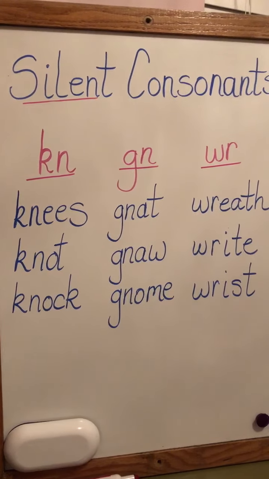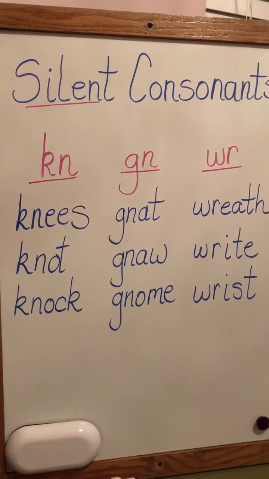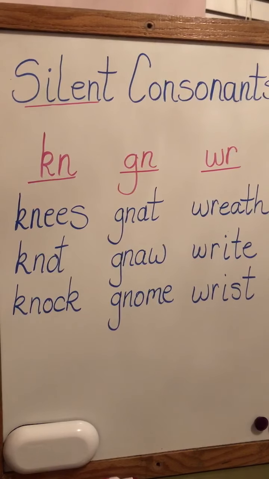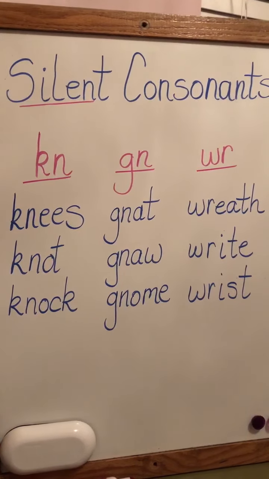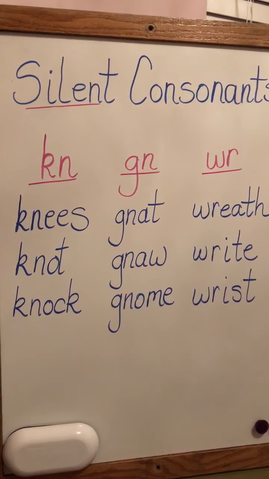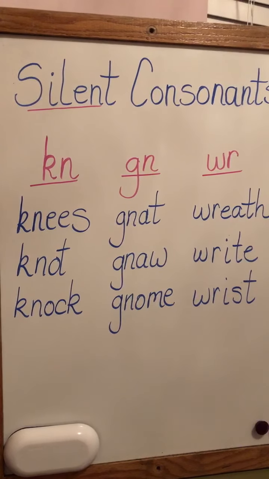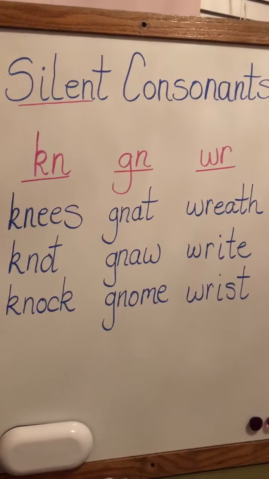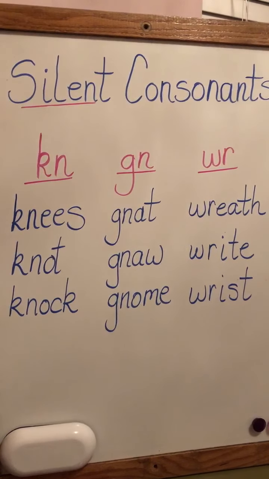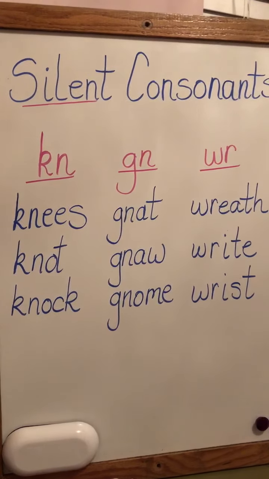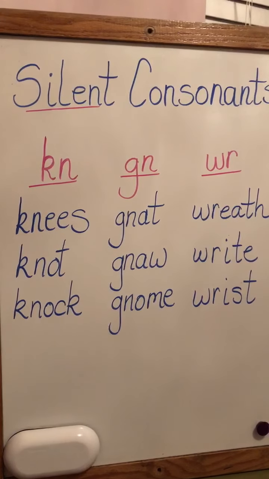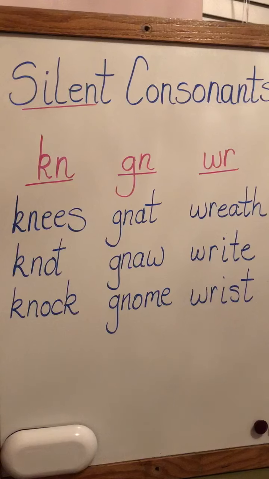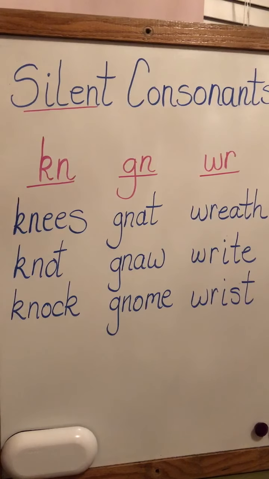KN, GN, and WR. These consonant letter pairs work together, but one of them does not say anything at all. It is silent. You'll notice that these silent consonants often come at the beginning of words. All of these words listed here, that silent consonant pair is at the very beginning.